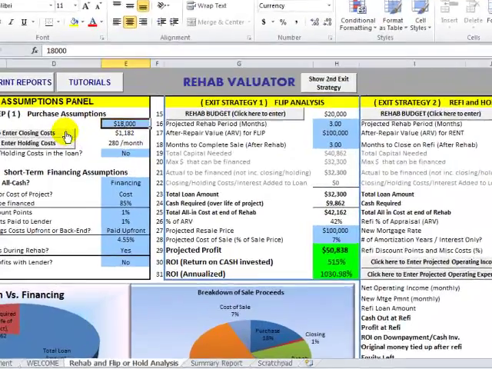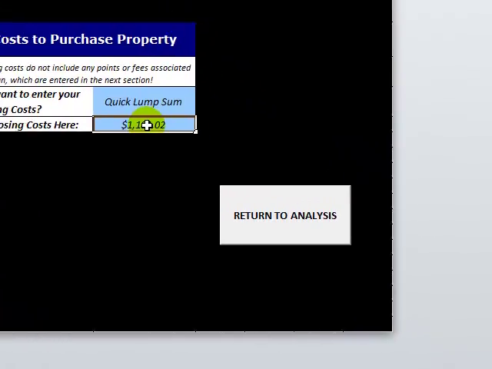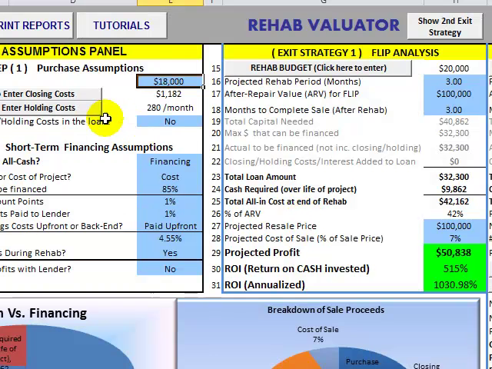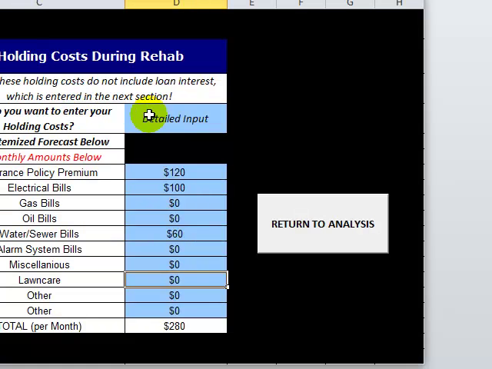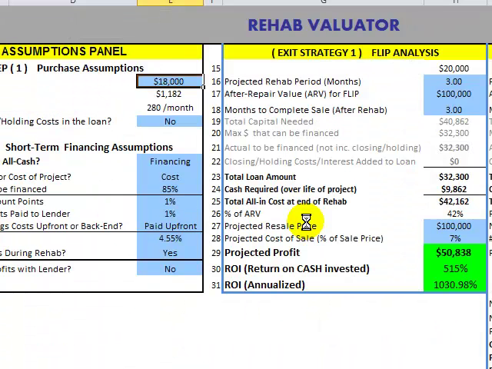I've already closed on the land. So my closing costs I just input here as a lump sum. I've input my holding costs. I'm just ballparking here. Insurance, every construction project I do, I take out a construction insurance policy that protects me against the building being damaged, burning down, and also covers liability. And I'm going to have some utility bills, water, sewer, electrical.